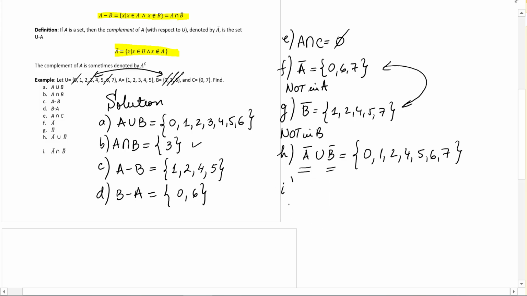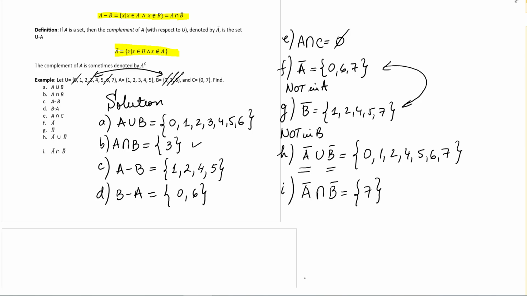And A bar intersected with B bar. If we look for the common one, we notice it's 7. But again, we did have A bar and B bar calculated previously. If we don't, we have to calculate them separately and then find whatever operation we need.